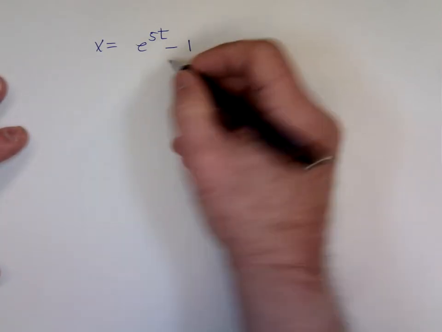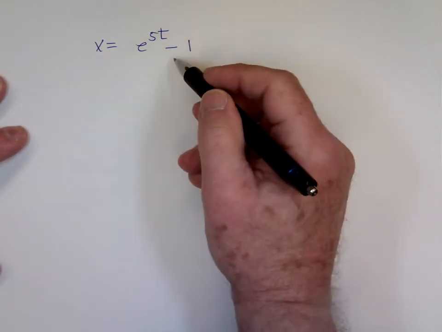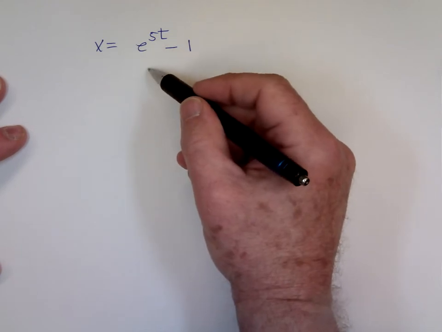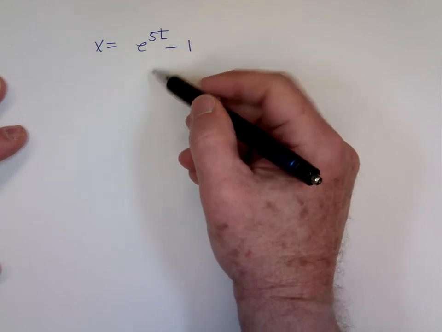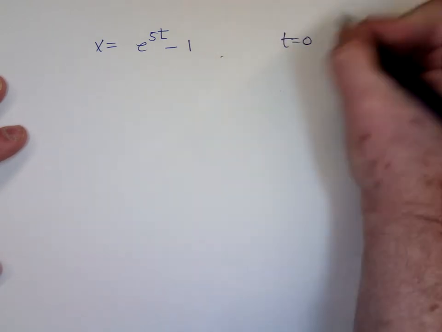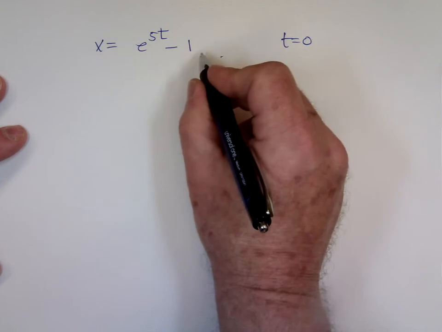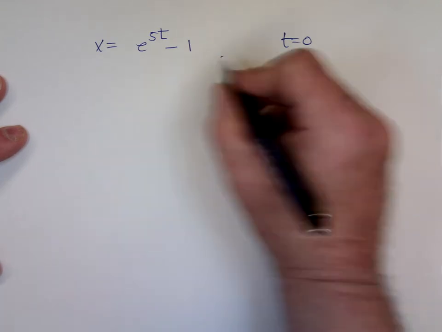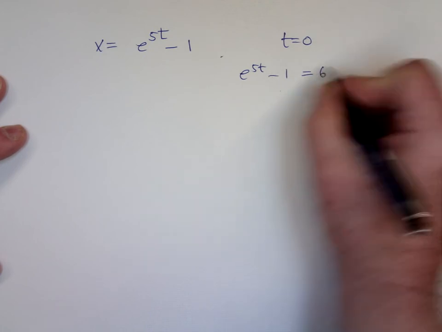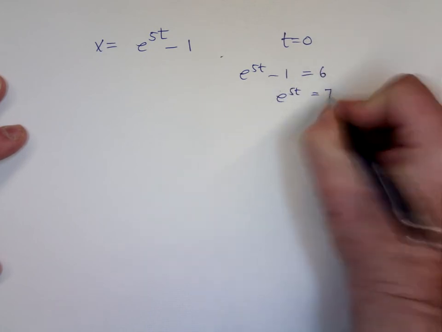We could figure it out. What t value makes this equal to 6? What t value makes this equal to 0 is easy enough. That t equals 0 works fine. That gives us a 0. Well, let's do it. T equals 0. Okay. Now, I want this to be equal to 6. We've got to end at 6. So, I want e to the 5t minus 1 to be 6. E to the 5t equals 7. Take the natural log of each side.